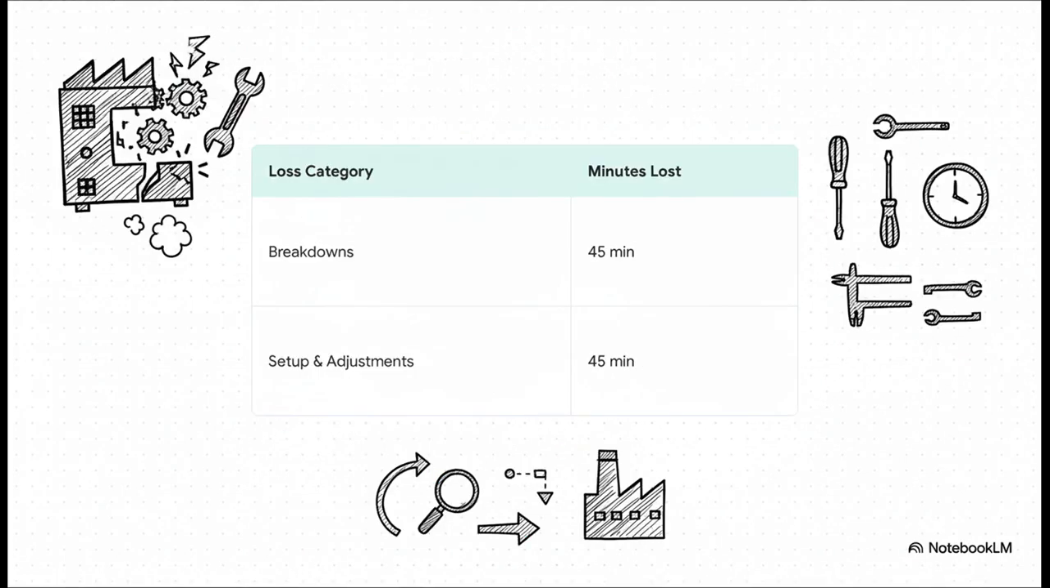So where did that hour and a half go? Well, the data tells us that too. And look at this. It's split perfectly down the middle. 45 minutes are being eaten up by surprise breakdowns. The machine just stops. And the other 45 minutes? Wasted during setups and adjustments when they're switching from one job to the next.